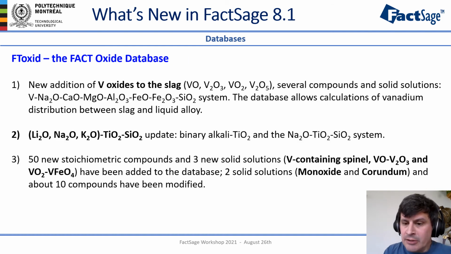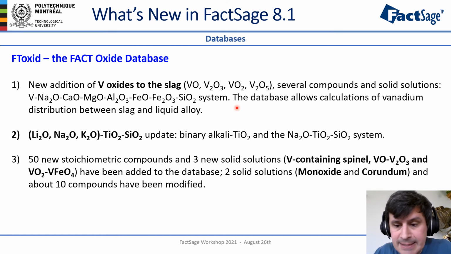FTOxide is an important database about oxides. There's a big addition of vanadium oxides to the slag: VO, V2O3, VO2, V2O5, and some solid solution in the vanadium, sodium oxide, calcium oxide, magnesia, alumina, iron oxides, and silica. So if you want to compute the distribution of vanadium between a slag and a steel, a liquid alloy, it can be done with FSstel.